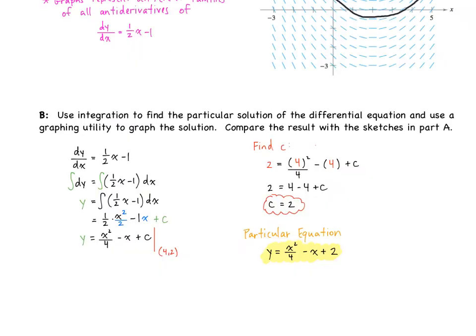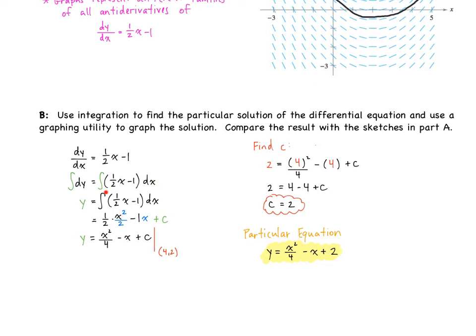The second part is actually finding the equation. We're going to use integration to find the particular solution to the differential equation, and we can use a graphing utility to graph the solution, and you'll see it's going to be what we had above in pink. We'll compare the result with the sketches in part A. Here's our differential equation. The first thing we want to do is multiply both sides by dx. So we really have dy equals (1/2)x minus 1 times dx.